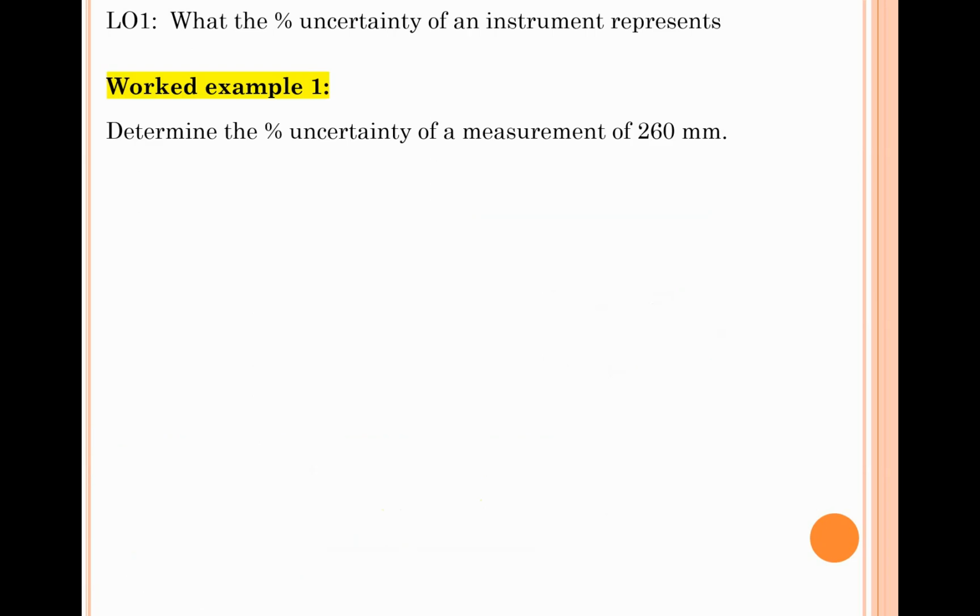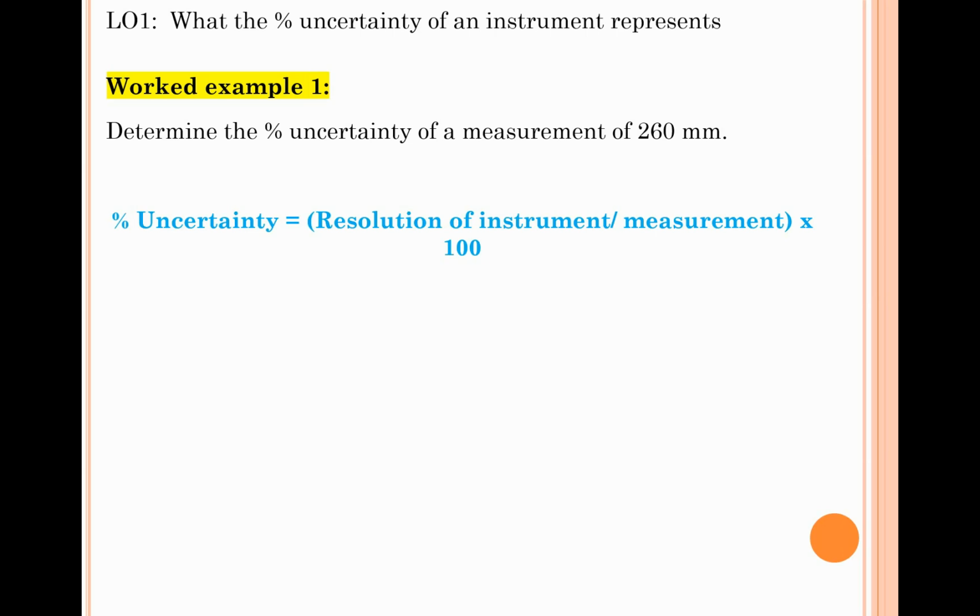Okay, I want you now to pause the screen to copy out this question and have a go at determining the percentage uncertainty of this measurement of 260 millimeters. Now again, first thing, write down the equation. The percentage uncertainty again is just the resolution of your instrument divided by your measurement and then multiply it by 100. Again, we do need to understand what the resolution of an instrument means in this case. And again, that's where series 1 came in, the first video.